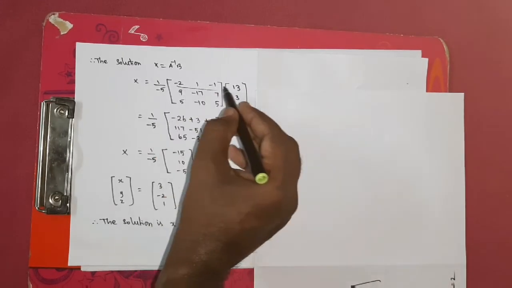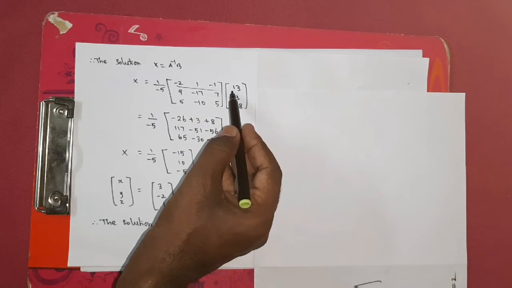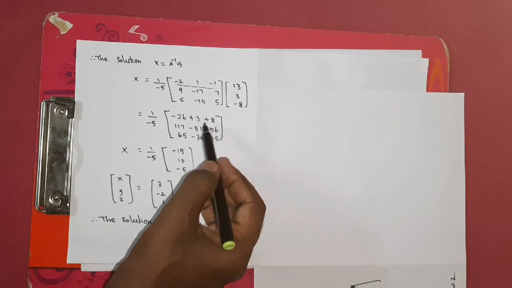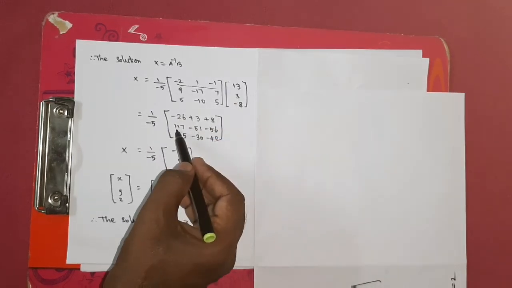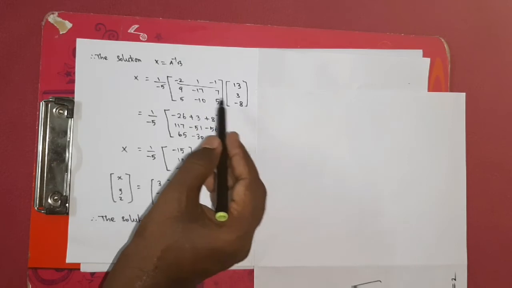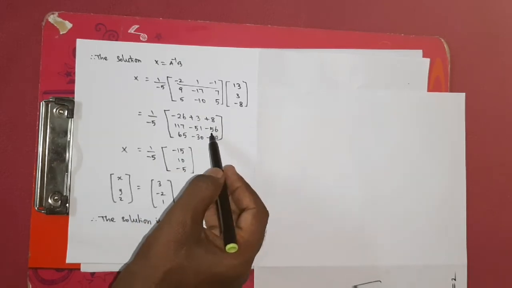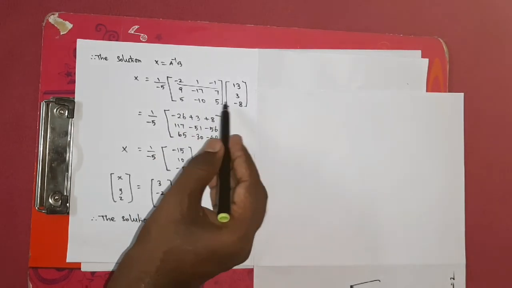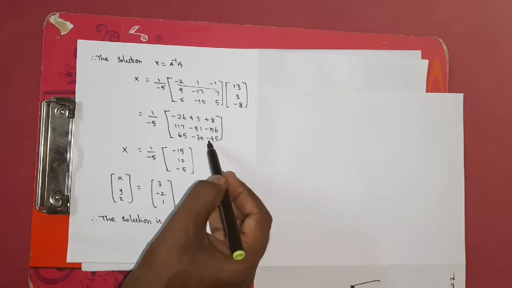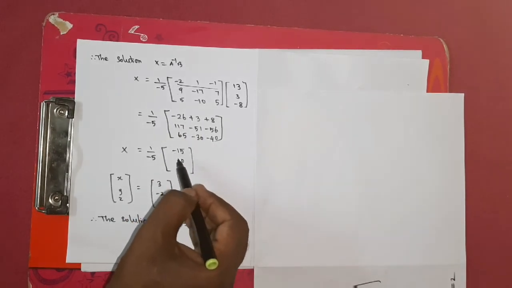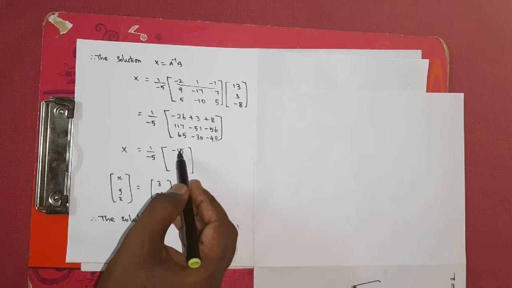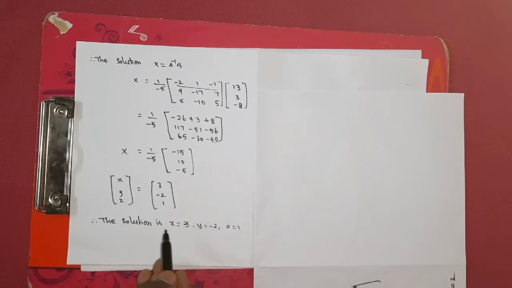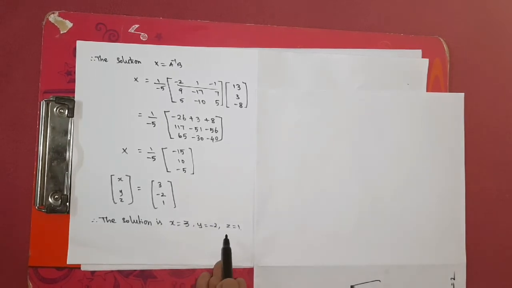Now take the first row and multiply with the first column. Minus 2 into 13 is minus 26, and 1 into 3 is 3, and minus 1 into minus 8 is plus 8. And 9 into 13 is 117, minus 17 into 3 is minus 51, 7 into minus 8 is minus 56. And take this row, 5 into 13 is 65, here minus 30, here minus 40. So now when you solve this, you get minus 15, 10, minus 5. When you divide each and every element by minus 5, we get 3, minus 2, 1. So the x value is 3, y value is minus 2, and z value is 1.